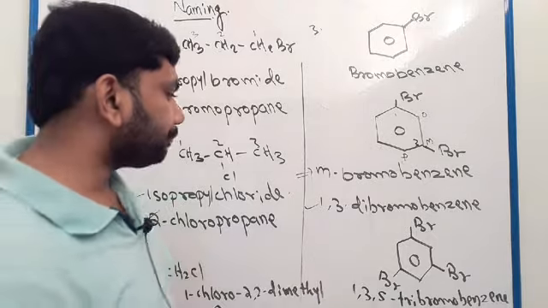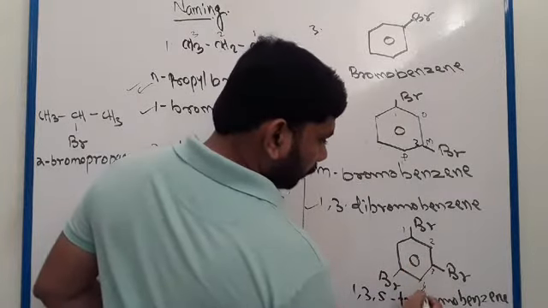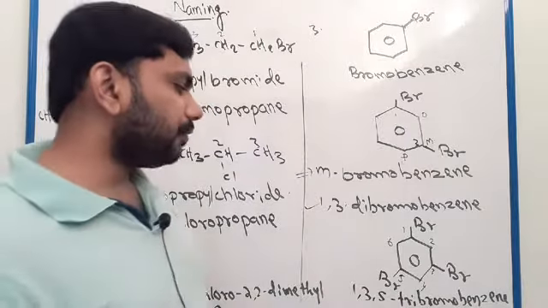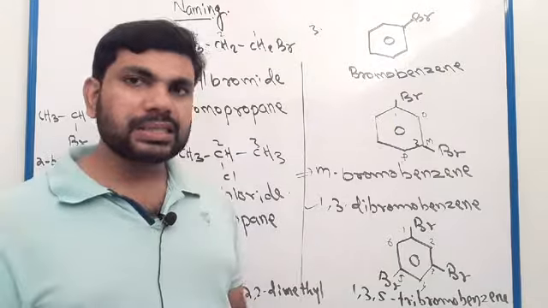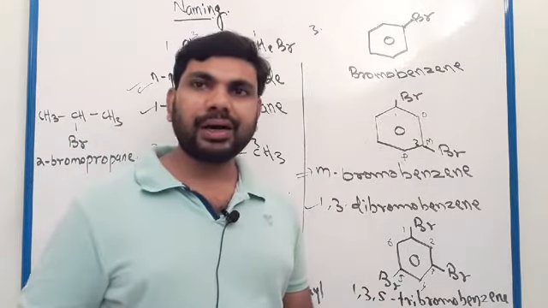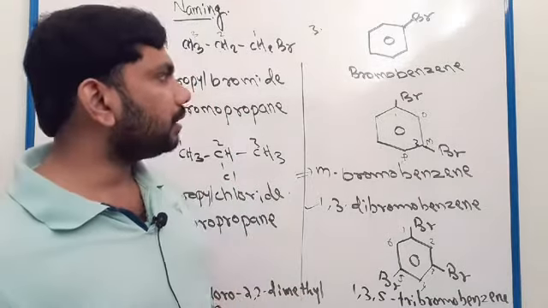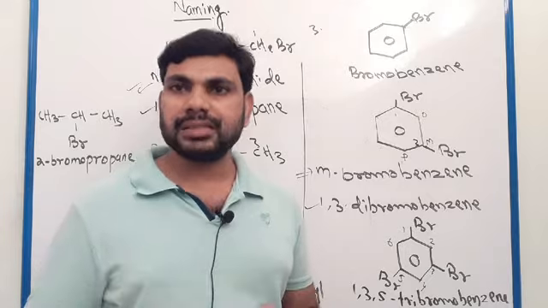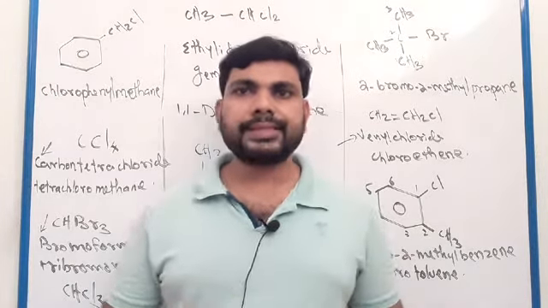Here is another one. Here 1 2 3 4 5 6. 1,3,5-tribromobenzene. This is the IUPAC name of this compound: 1,3,5-tribromobenzene. Clear? So you can name haloalkanes and haloarenes this way. Clear?